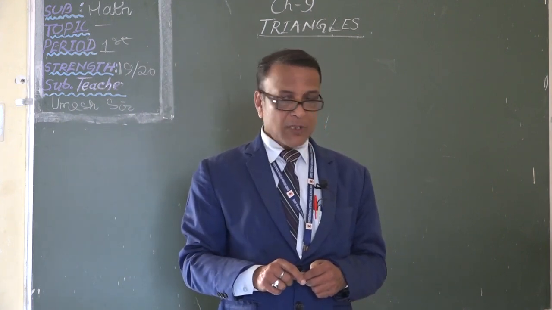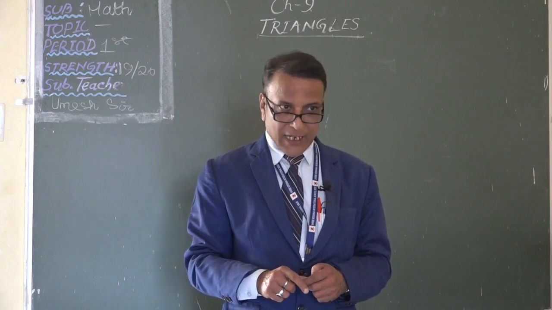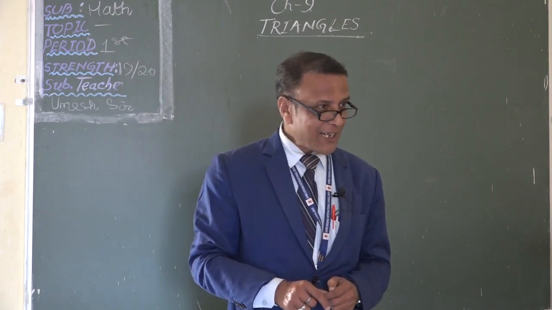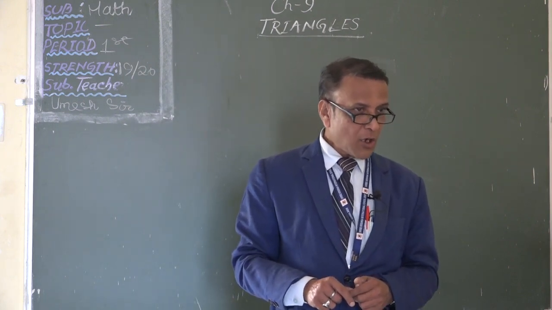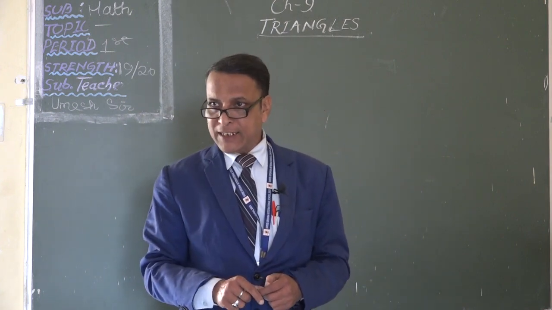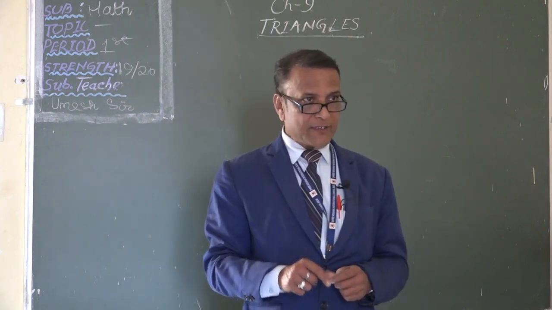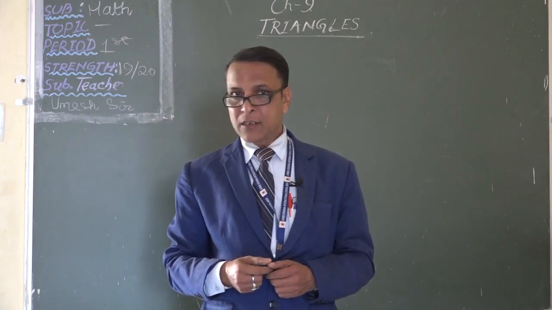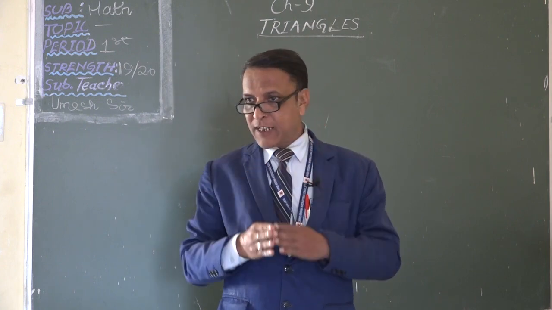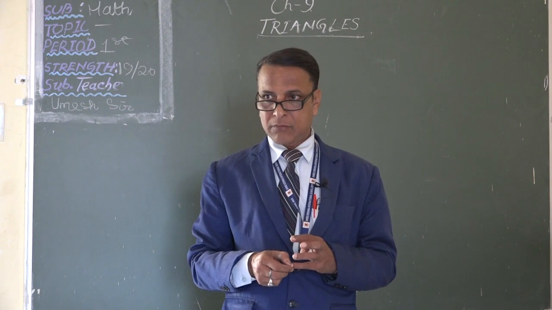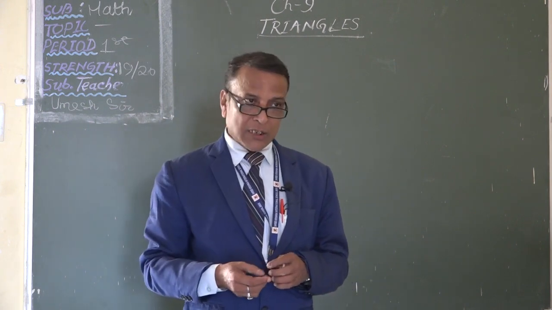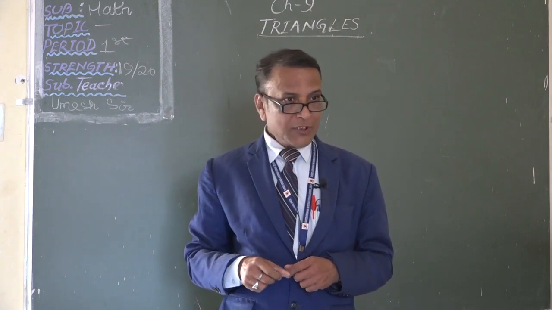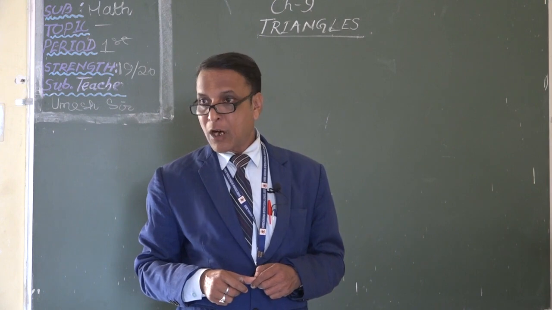Acute angled triangle, the triangle in which all the angles are acute angles. Obtuse angled triangle, the triangle in which one angle is obtuse angle. Right angled triangle, the triangle in which one angle is 90 degree. Isosceles triangle, the triangle in which 2 sides are equal. Any 2 sides are equal. Equilateral triangle, the triangle in which all the sides are equal. So these are the different properties of triangles.